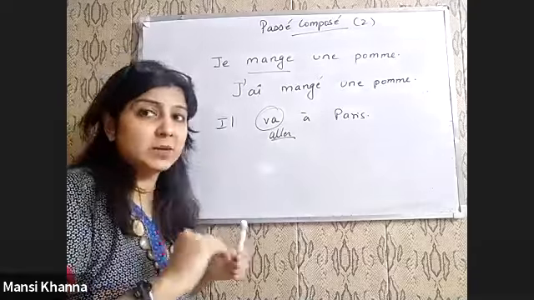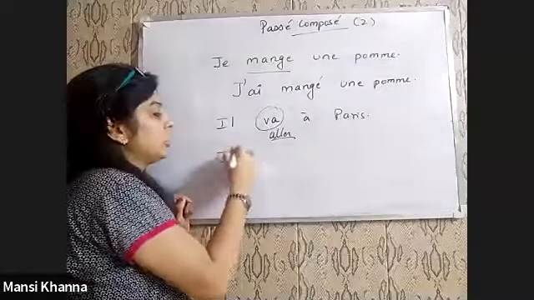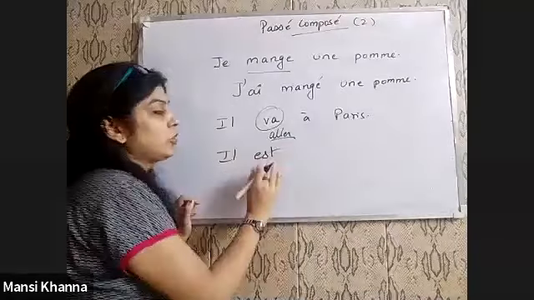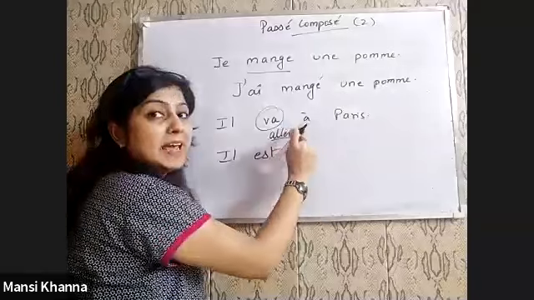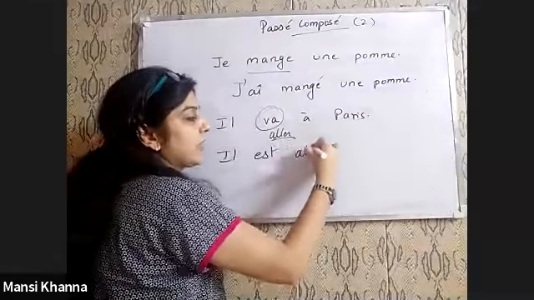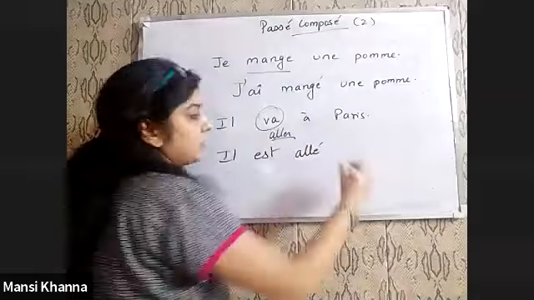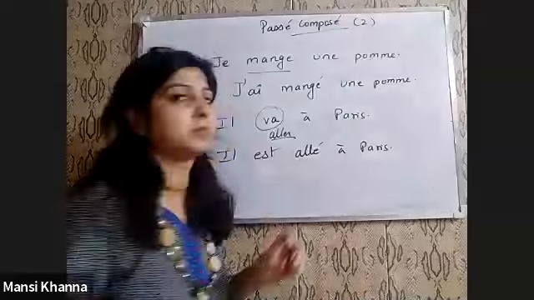Conjugated with être, what does that mean? Être has to be conjugated with the subject. So here, il is the subject. We conjugated être. And the main verb has to be written in the past tense. What is the first form of aller? That's it.